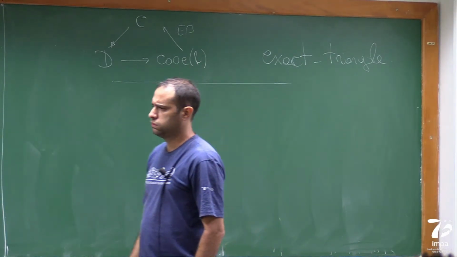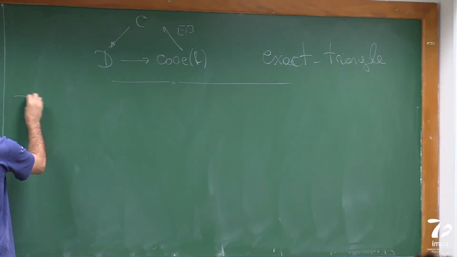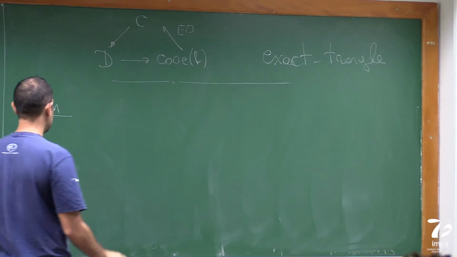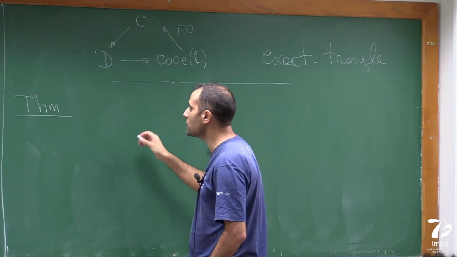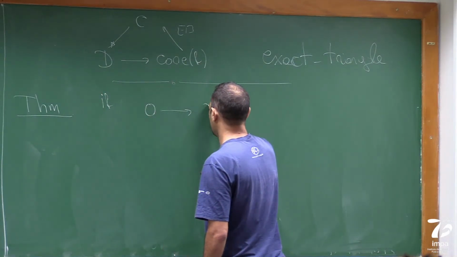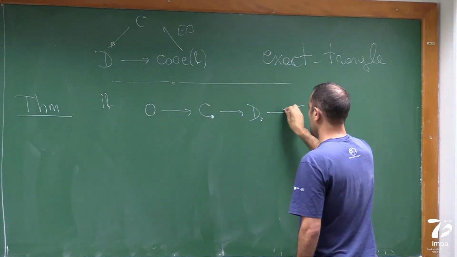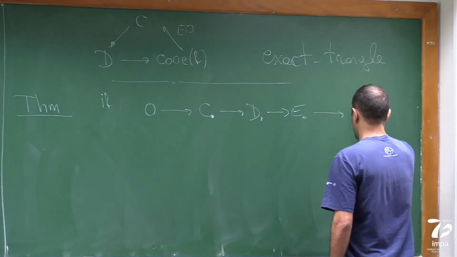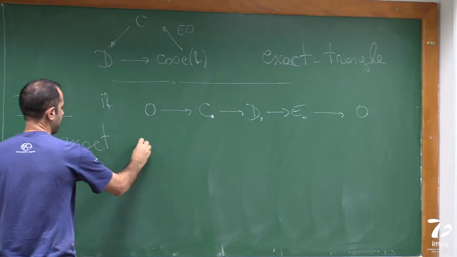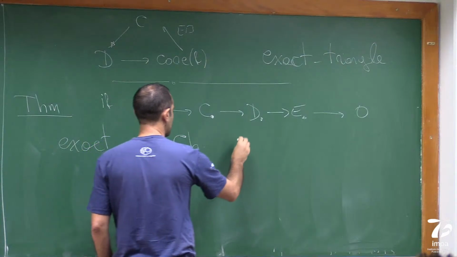All right, so what else? So I guess theorem, which you all know, so probably going to go fast, is that if we have a short exact sequence of complexes, C, D, E, which is exact in chains, then we get a long exact sequence.